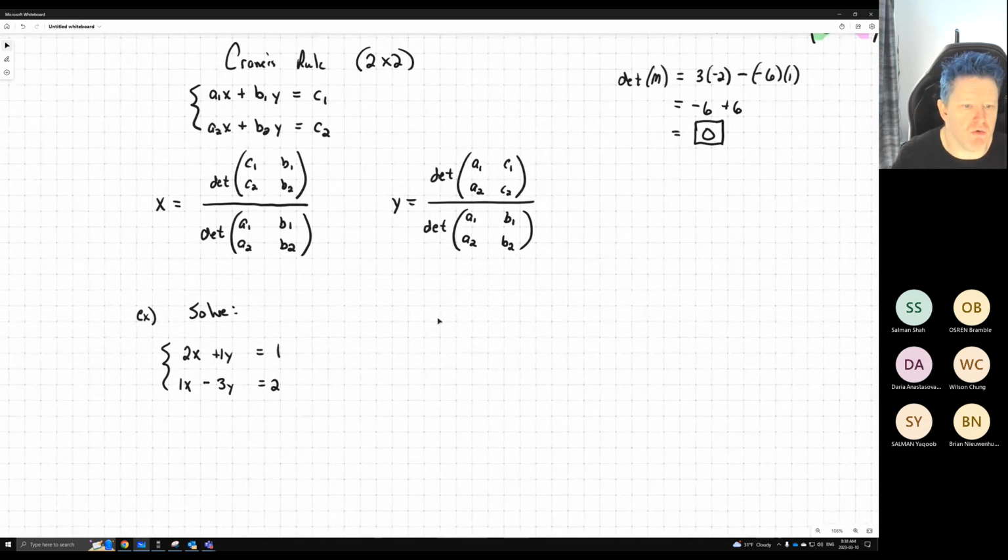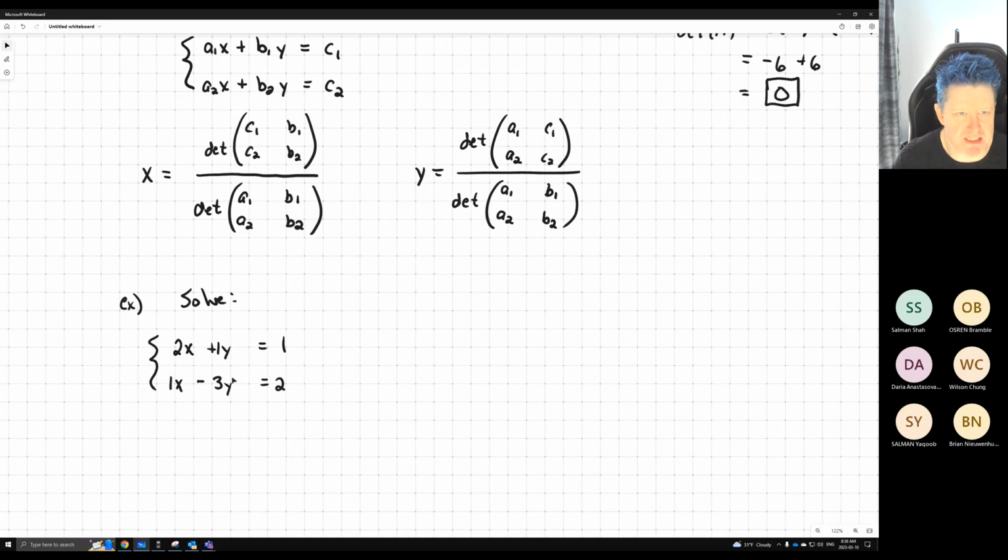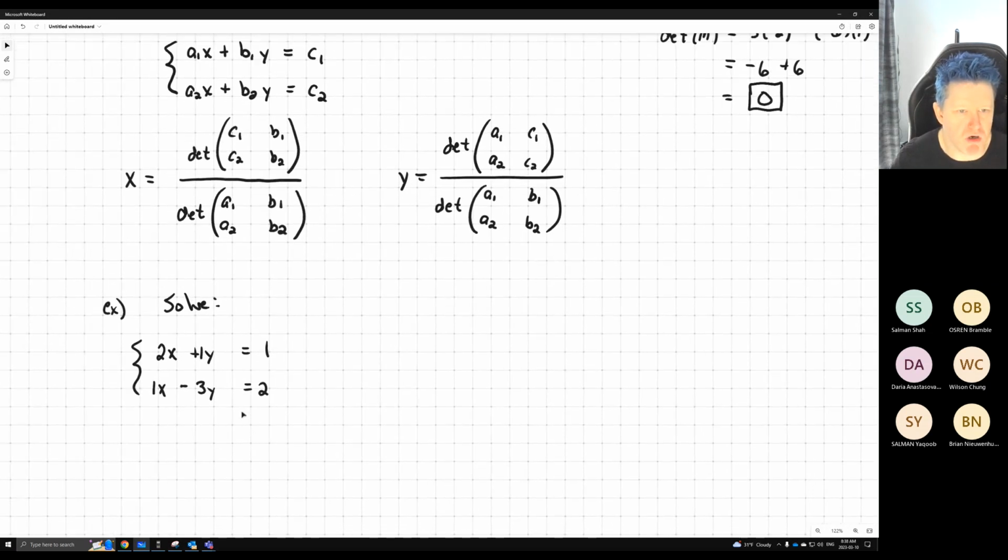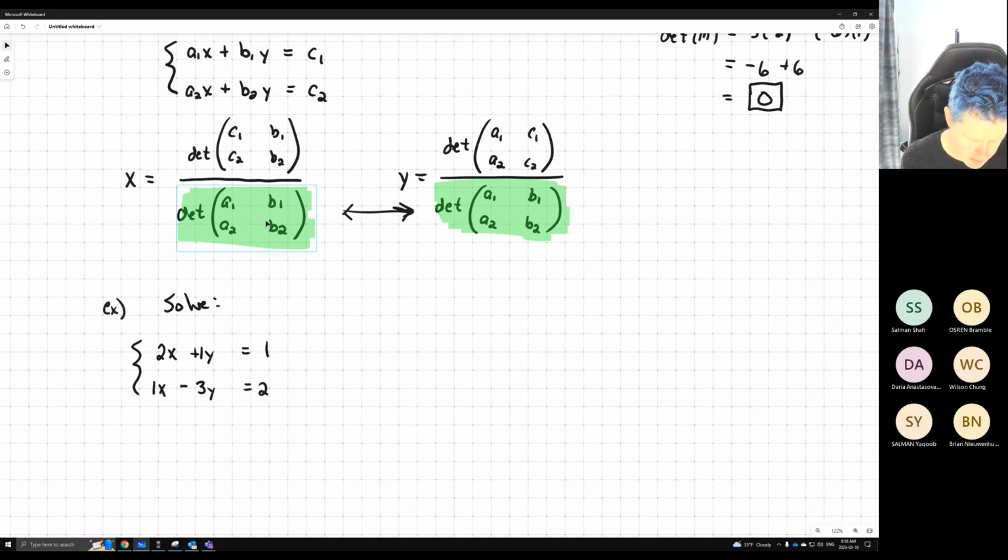Okay, so what Cramer's Rule says is you've got to compute determinants using the coefficients from the matrix that results from this system. So I want you to notice here that the denominator in both cases is the same. You look carefully, everything is the same in the denominator.